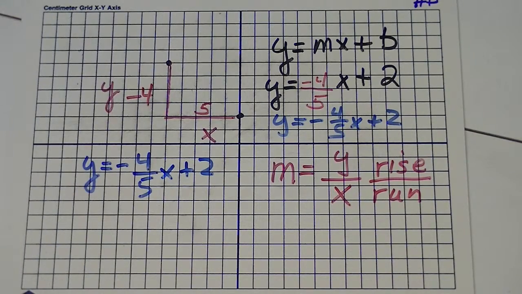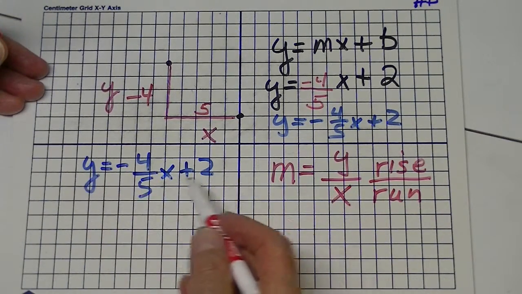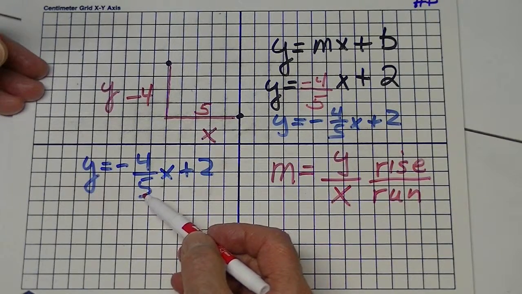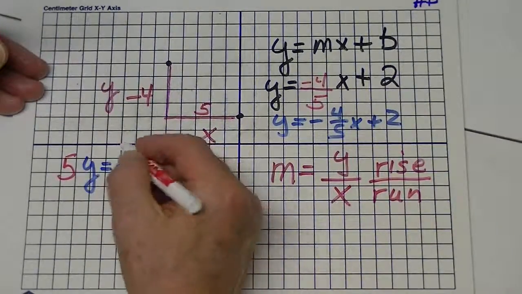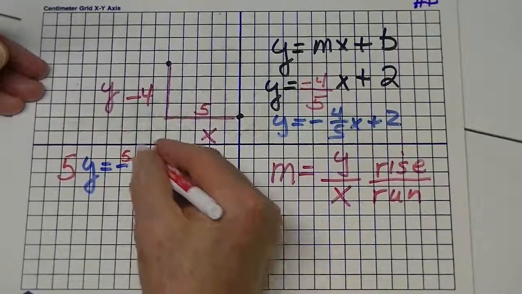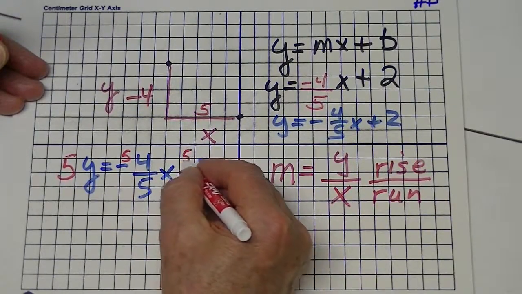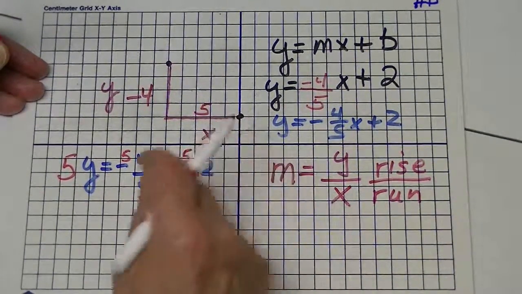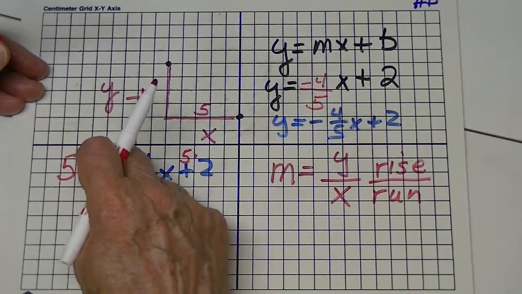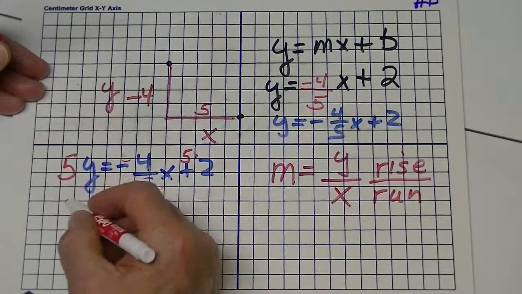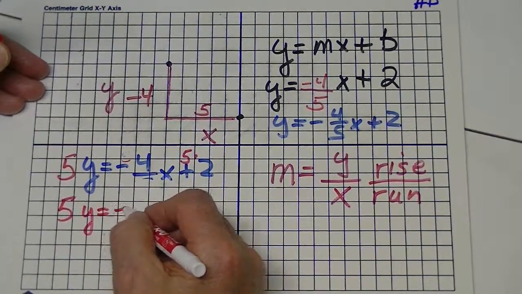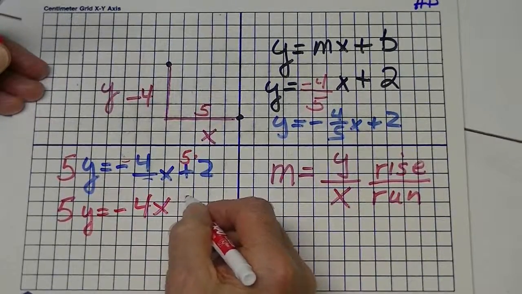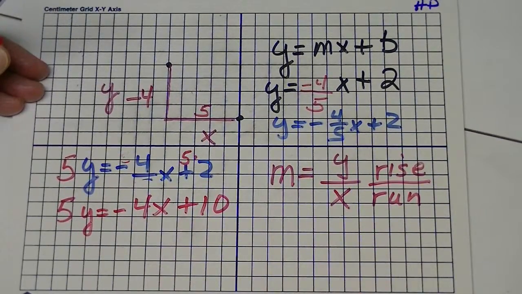Now to convert it into standard form has no fractions, so we're going to multiply every term by the lowest common denominator, which is a 5. So multiplying this by 5, multiply this term by 5, and multiplying this term by 5. Now here the 5's just cancel out. So we're now left with 5y equals a negative 4x plus 10.